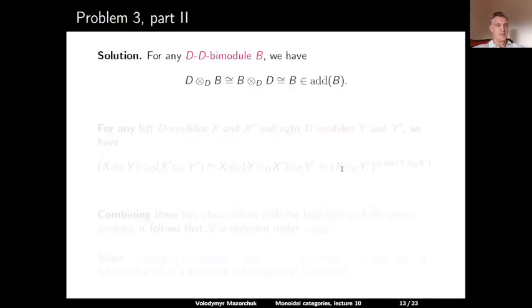Solution. For any DD bimodule B, if we tensor B with the regular bimodule on the left or on the right, we will get B back. So we will not leave the additive closure of B.